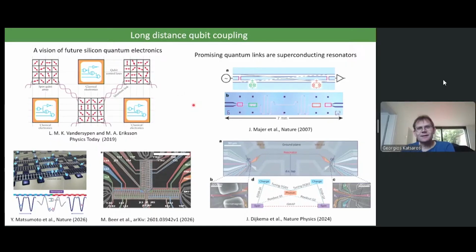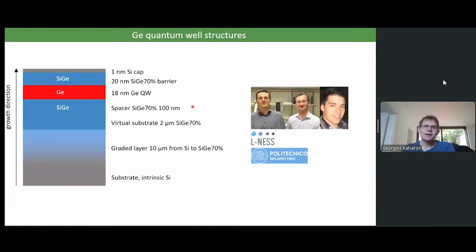If we want to use superconducting resonators as a quantum bus, we need to remember that superconductivity does not like magnetic fields, so it would be nice to be able to operate a qubit at low magnetic field values. So is this possible? This is where I'm going to focus now. I will introduce once more our material in a bit more proper way.